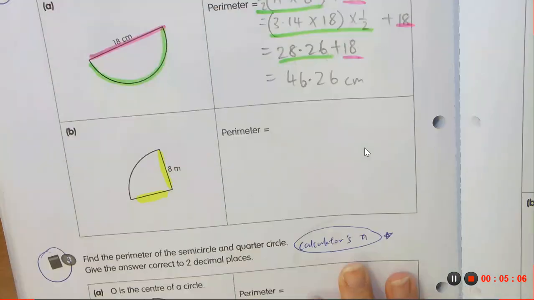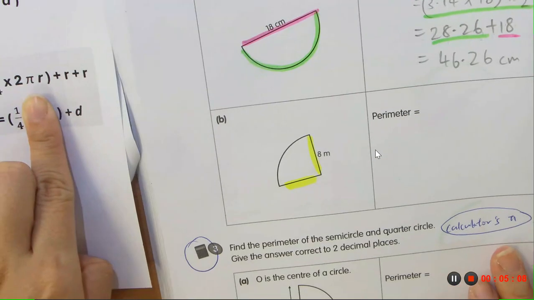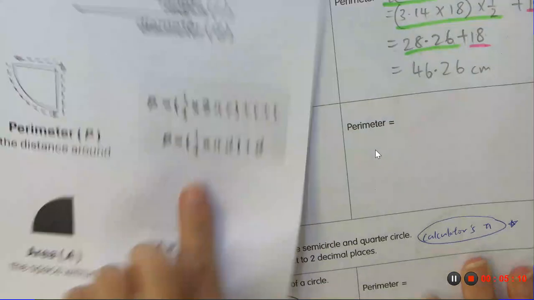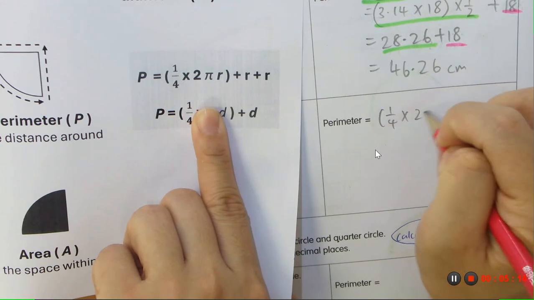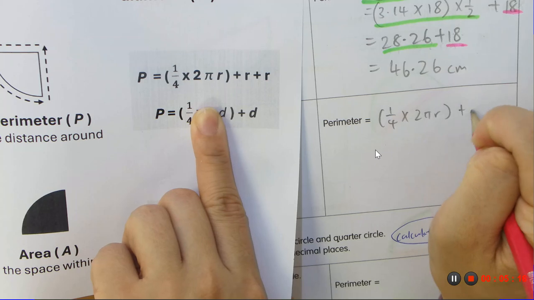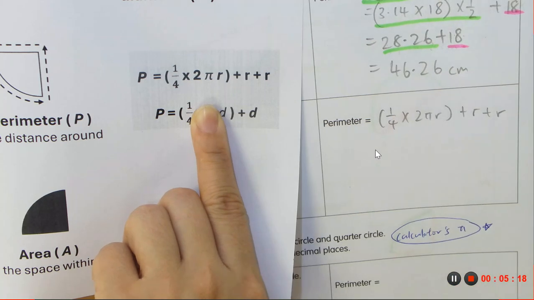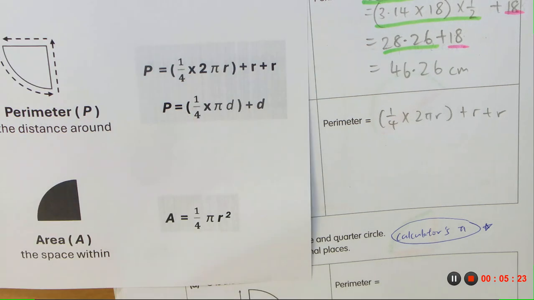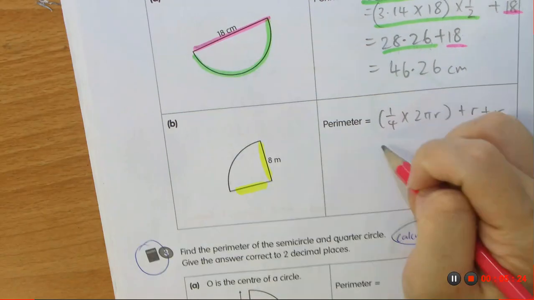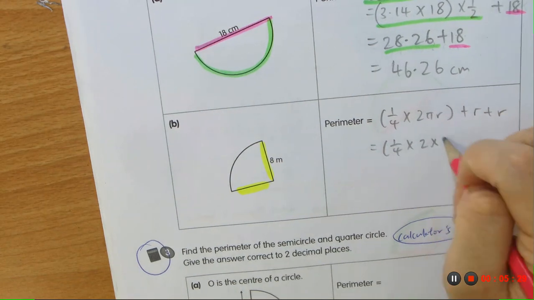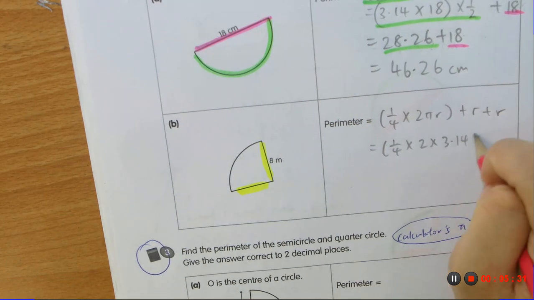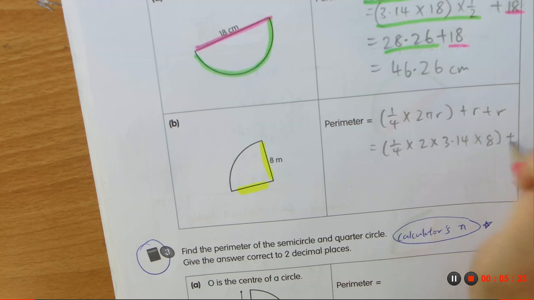So perimeter of the quarter circle, rotated here. So I have 1/4 times 2 pi r, then plus radius plus radius. Is that okay? Yeah. So 1/4 times 2 times 3.14 times radius 8 plus 8 plus 8.